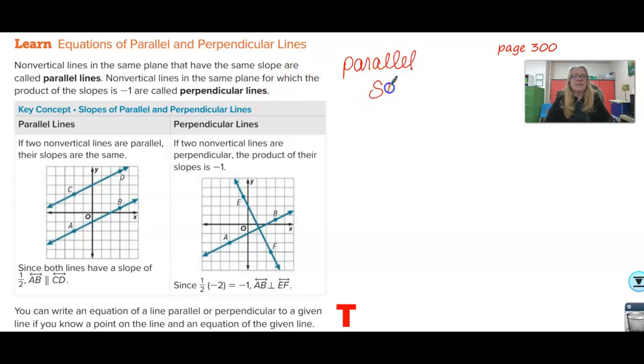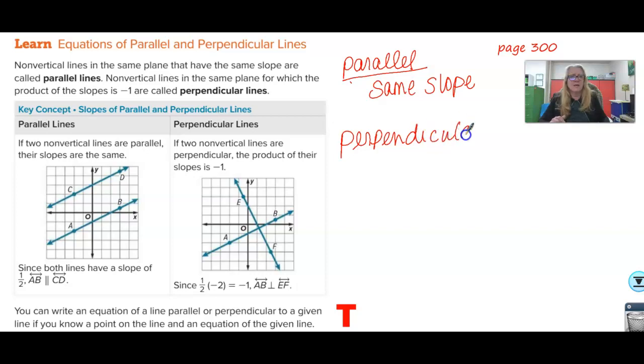Parallel means they have the same slope, same exact slope. If this line has a slope of 2, this line has a slope of 2. They just have different y-intercepts, okay? But perpendicular is interesting. It's even interesting to say perpendicular. I almost never write that whole word out.